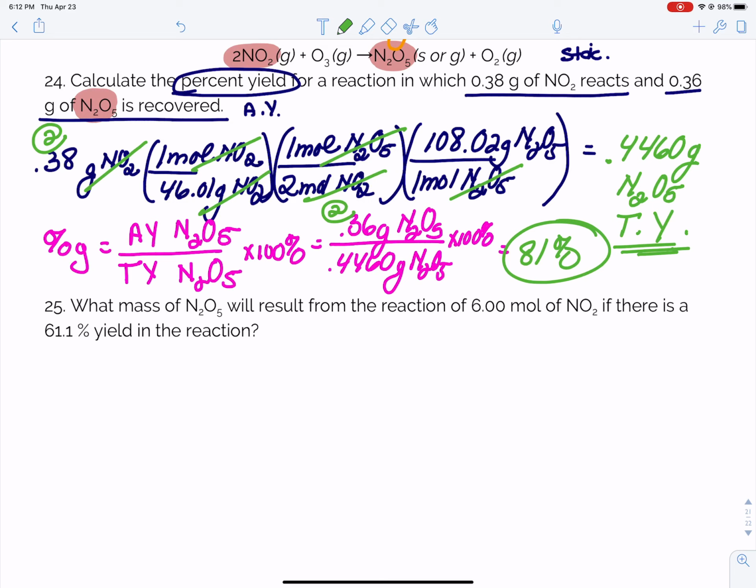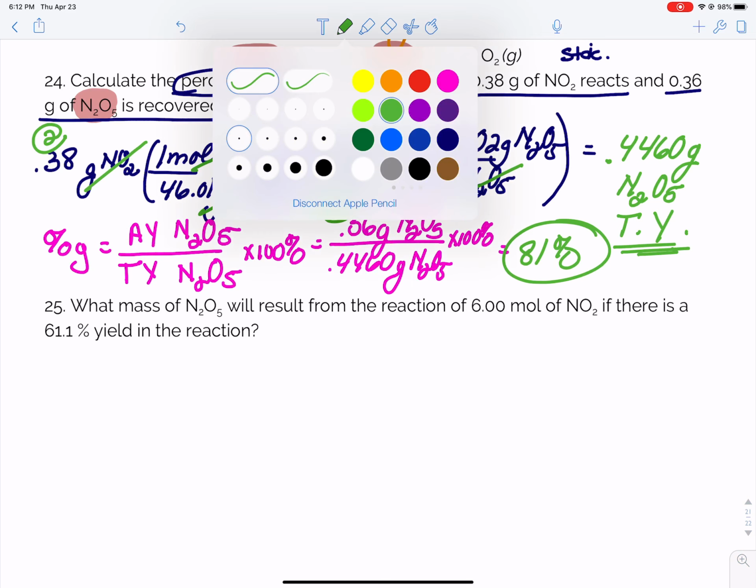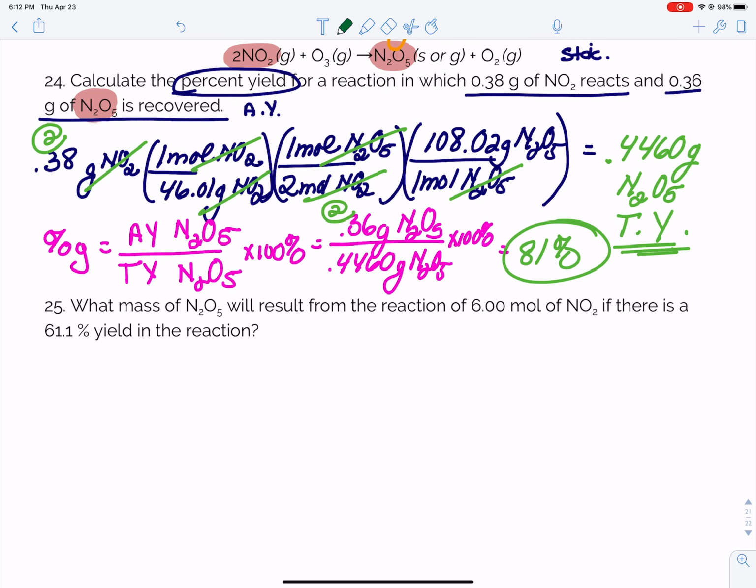Number 25, again, a little bit different, but in many ways very similar. What mass of N2O5 will result from the reaction of 6 moles of NO2 if there is a 61.1% yield in the reaction? What mass of N2O5 will result? See the words "will result"? This is telling me it wants to know the actual yield. N2O5 is a product in this reaction. So in this case, I'm solving for the actual yield.